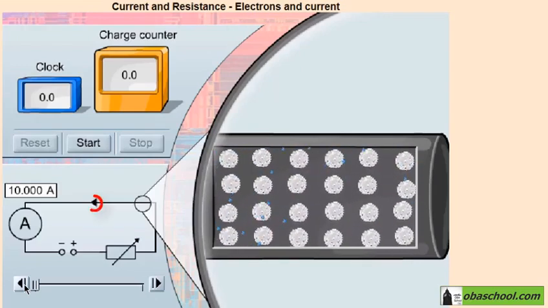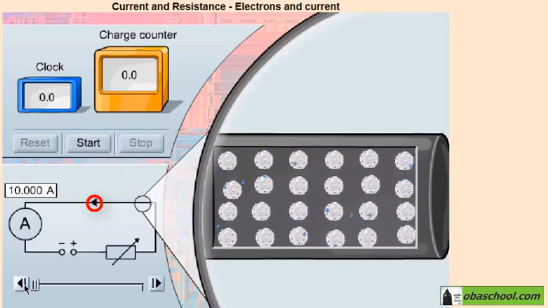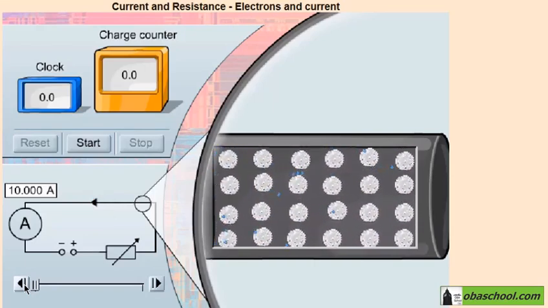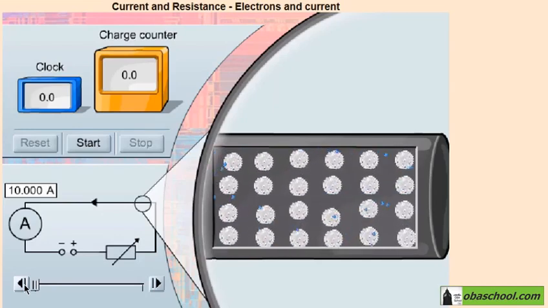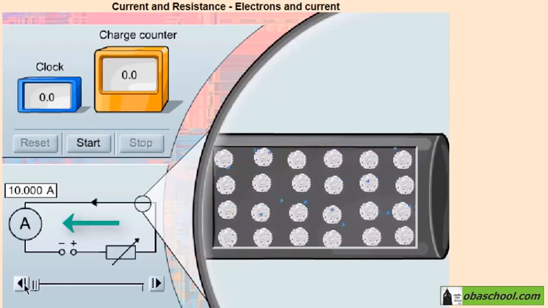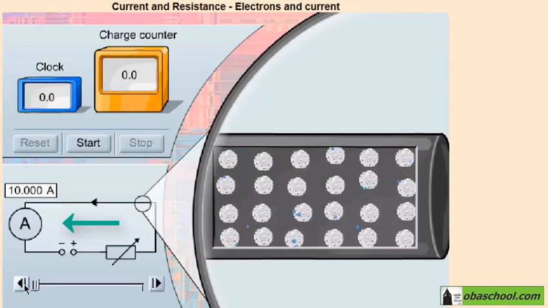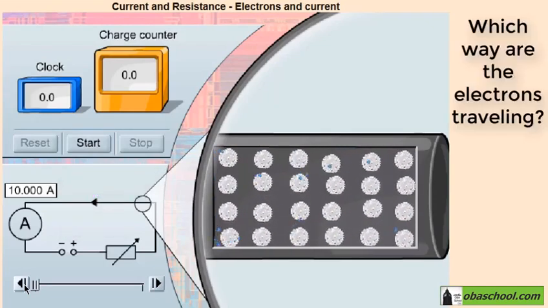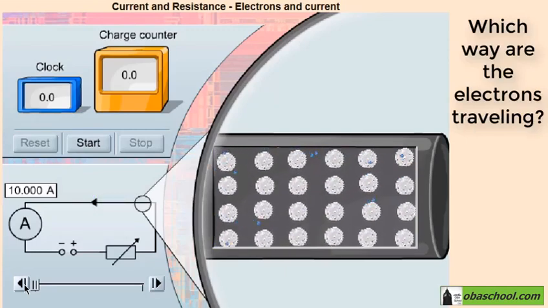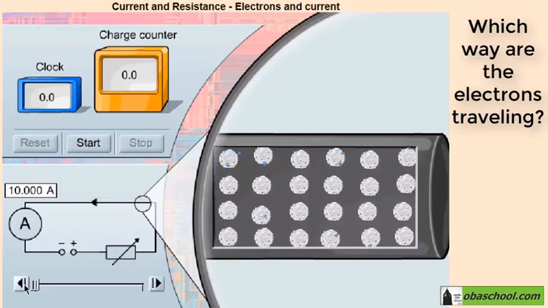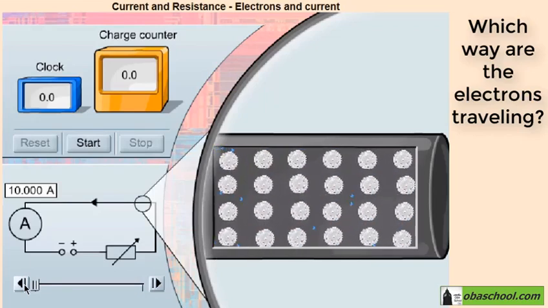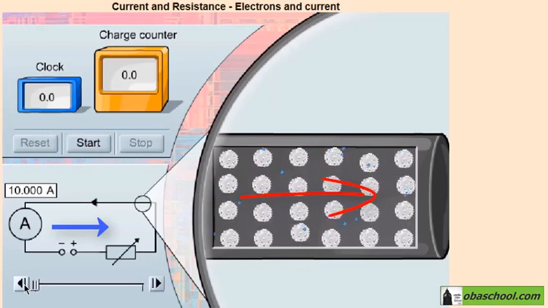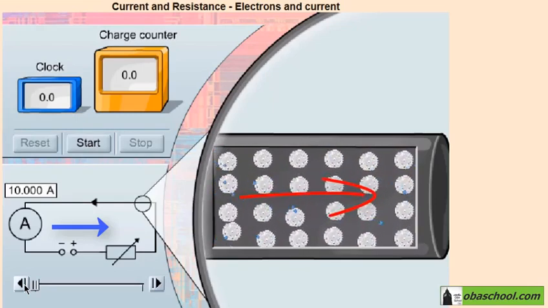The left-pointing arrow on the circuit diagram represents the direction of current flow in the circuit. This is the direction of a flow of positive charge, from positive to negative, and is called conventional current. Which way are the electrons traveling? Yes, from negative to positive, opposite to the direction of a flow of the positive charge.